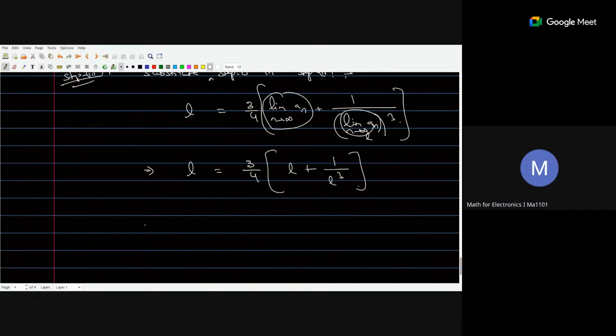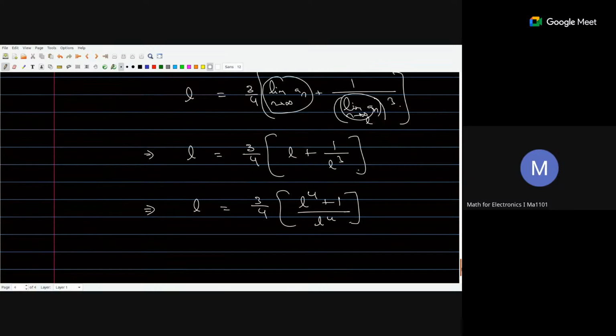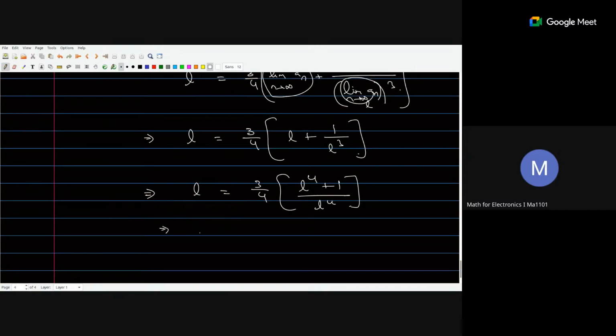Okay. So from this, I just simplify and I will get the value of L. If I simplify this, what will I get? L equals 3 by 4 L, so this is L to the power 4, plus 1 by L to the power 4. And this will imply, if I cross multiply, I get 4 L to the power 4 equals 3 L to the power 4 plus 3.